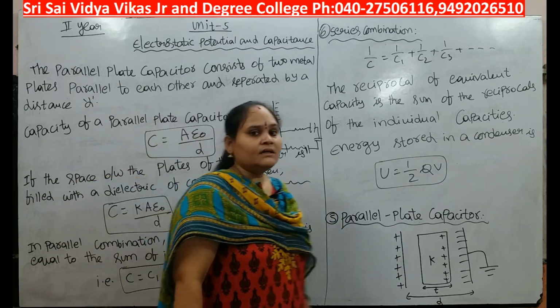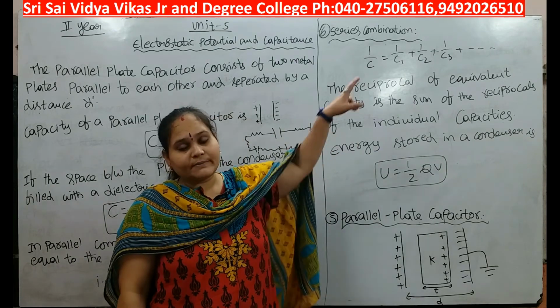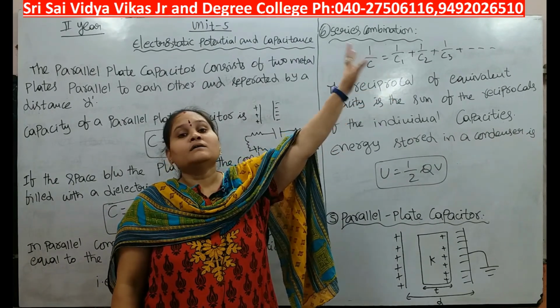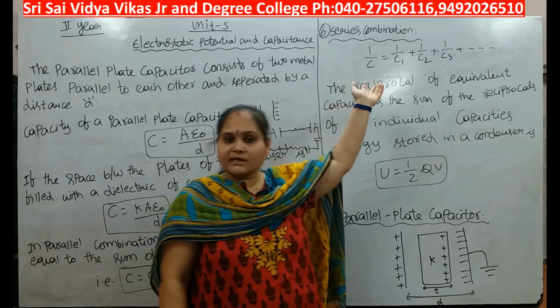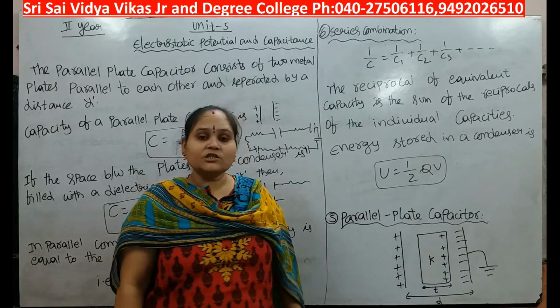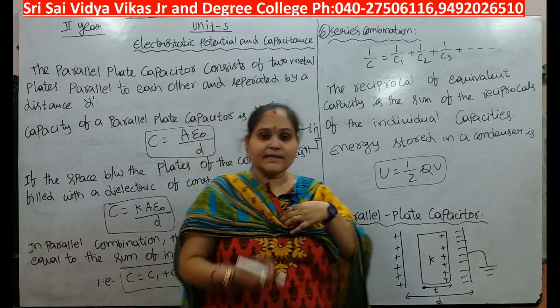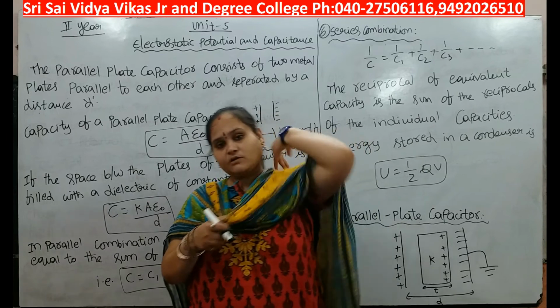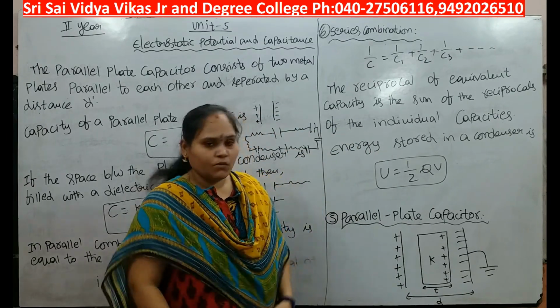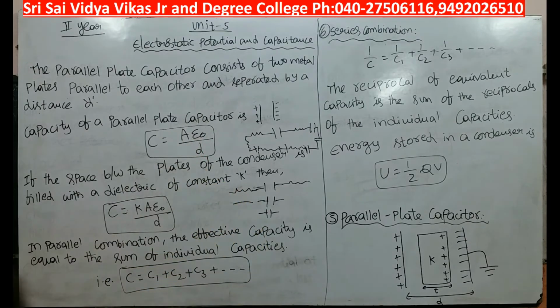Next is series combination. In series combination, the reciprocal of the equivalent capacitance, 1 by C, will be equal to the sum of the reciprocals of the individual capacitances, 1 by C1 plus 1 by C2 plus and so on. The energy stored in this capacitance is given by the formula U equal to half QV, where U is the energy, Q is the charge and V is the voltage. This is the topic, and next we will discuss the next topic.